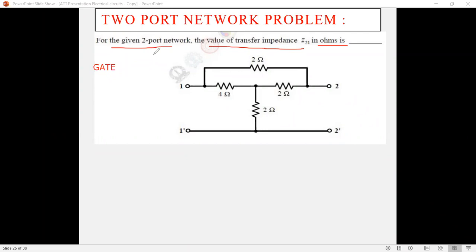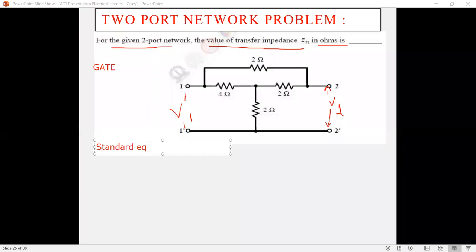That means the standard equation for that, here it is V1 and here it is V2. So tell me the standard equation of Z parameter. As I have already told, the standard equation of Z parameter is V1 equals Z11 I1 plus Z12 I2.